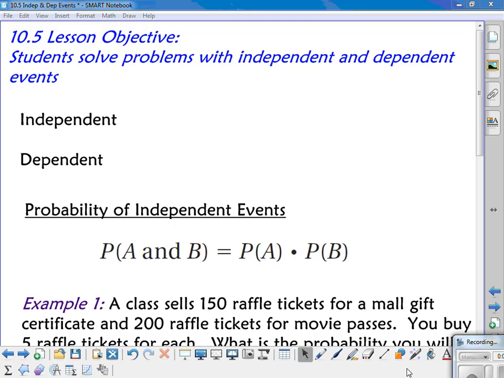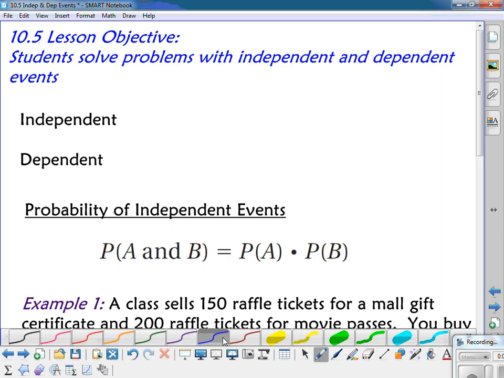All right, so today we are going to be talking about independent and dependent events. Today we're going to focus mostly on the independent ones, and on Monday we'll cover dependent events. But just so you know what they are, if the events are independent, then the outcome of one event does not affect the outcome of the other event.